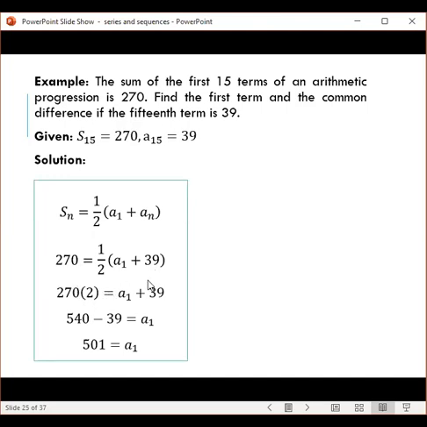Next, multiplying both sides by 2 so that 1/2 is canceled out here. So 270 times 2, this is equal to a sub 1 plus 39. So 270 times 2, you get 540 minus 39 so that we can isolate a sub 1 here. So 540 minus 39, you get 501. So 501 is the first term in the arithmetic progression.